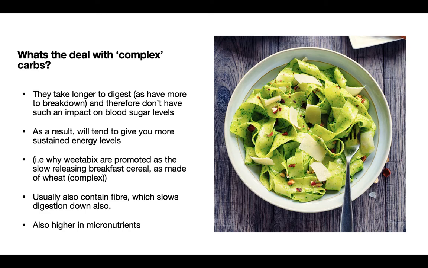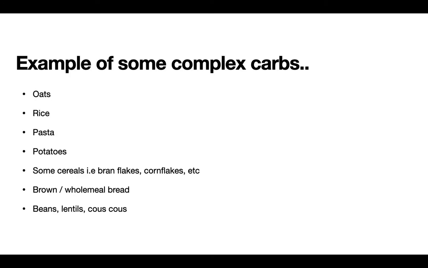Which is why Weetabix are promoted as a slow-releasing breakfast cereal. I think that's been their slogan for ages. Don't think that's exactly it, but it's something along those lines, because it's made of a complex carbohydrate such as wheat and barley and all those other ones. Complex carbohydrates also usually contain fibre, which slows digestion down also, and they also tend to be higher in micronutrients, your vitamins and minerals. So an example of some complex carbs then: oats, rice, pasta, potatoes, some cereals such as bran flakes, cornflakes, brown wholemeal bread, beans, lentils, couscous. Obviously there's more, it's probably a more extensive list, but there's an example of ones that you can probably think about right now.